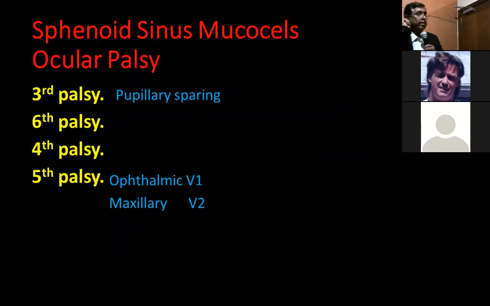Which nerve? We said optic nerve is common. Of the other nerves, the third is the commonest, and usually it is pupillary sparing, meaning that the pupils are not affected. Third nerve palsy could be pupil sparing, could be pupil involvement. Sentinel palsy, fourth nerve palsy, or fifth.